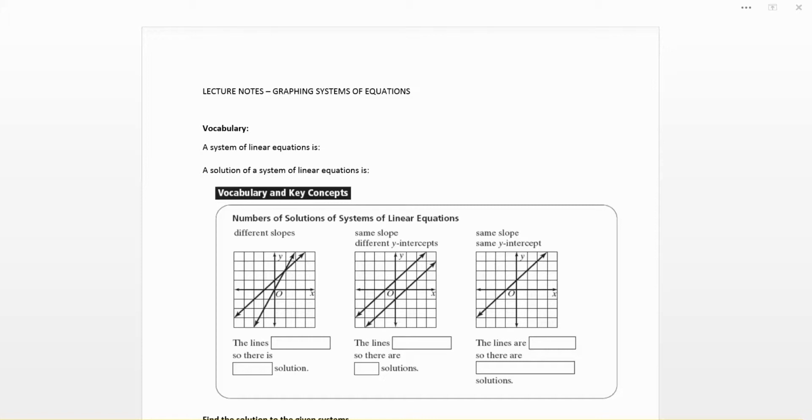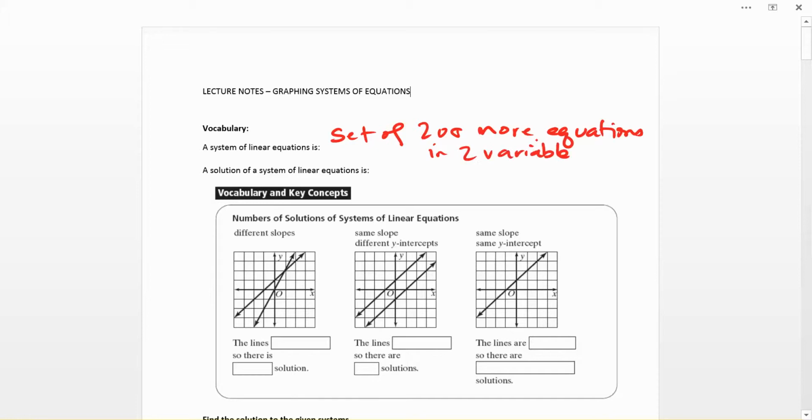To start out with, we've got a little bit of vocabulary that we need to review. A system of linear equations is just a set of two or more equations in two variables. We'll look at several different ones, but we're looking at two or more linear equations, so we're just looking at equations that have x and y in them, basically. A solution for a system of linear equations is an xy pair that makes all the equations true.